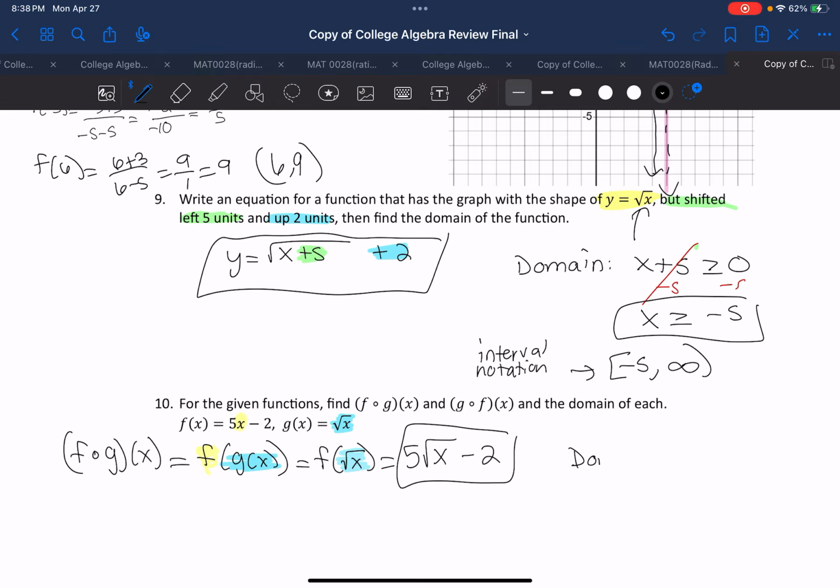The domain of this would be from 0 to infinity, because the only restriction is that x underneath the square root can't be negative. So it can be 0 and anything greater than 0.